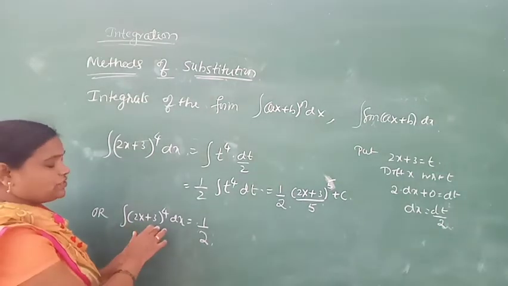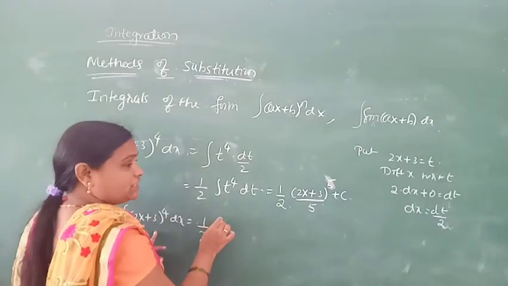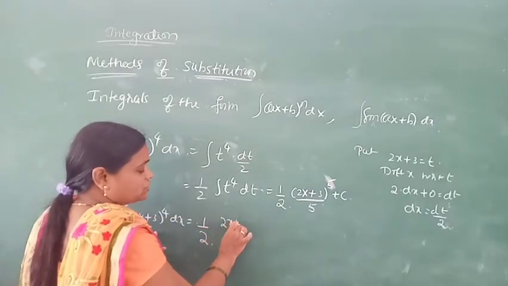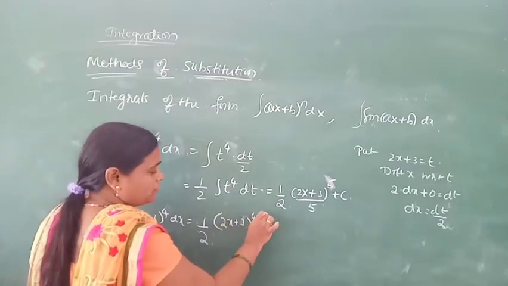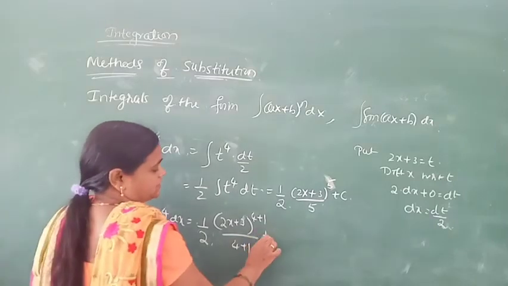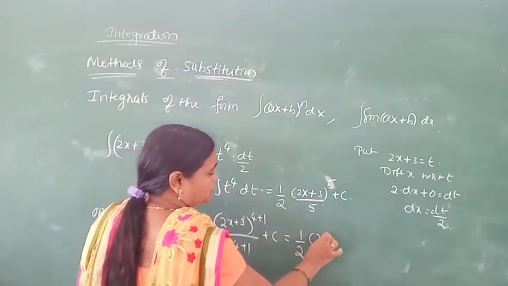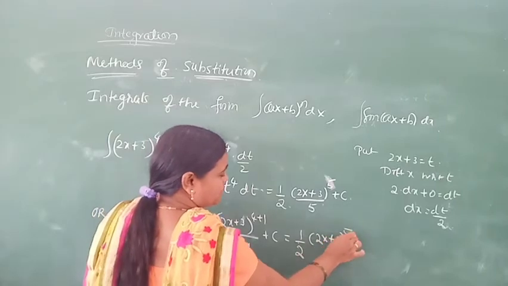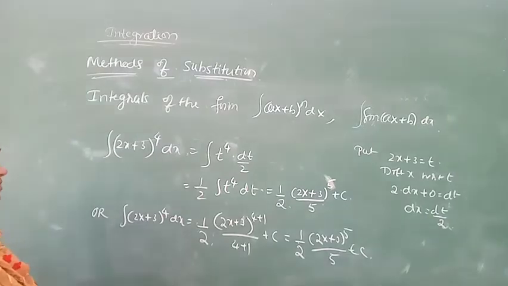And this whole thing, assume that t to the power 4. T to the power 4 integration. Correct? T to the power 4 integration is what? 2x plus 3 to the power 5 by 5 plus c. Means we can do direct integration: 1 by 2, 2x plus 3 to the power 5 by 5 plus c. Okay? Means we can do it directly.